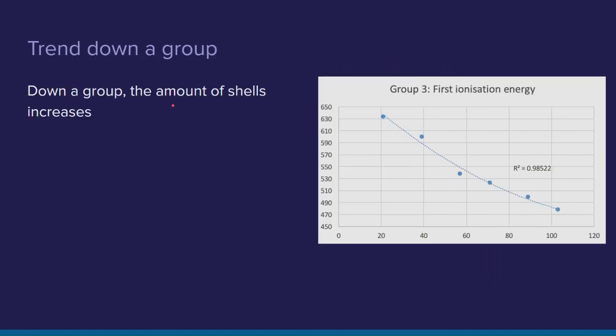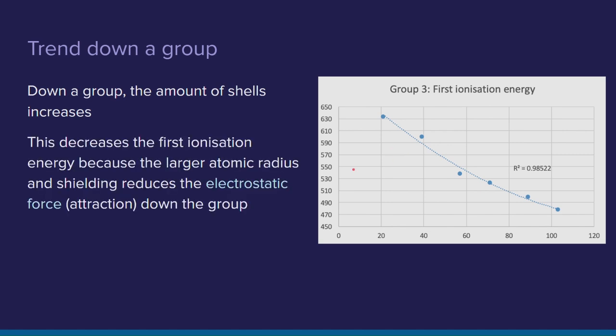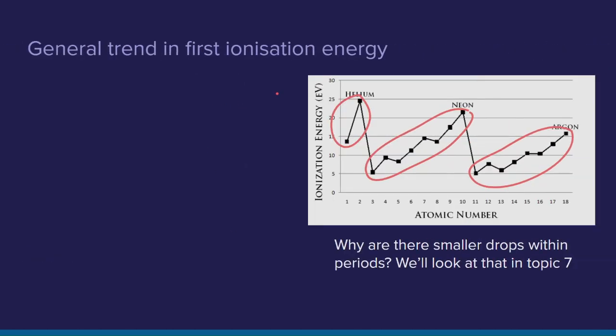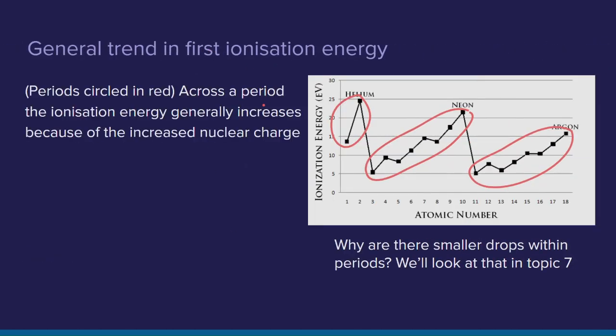The trend down the group. Down the group, the number of shells increases, and this decreases the first ionization energy because the larger atomic radius and shielding reduce the electrostatic force, or the attraction. So the nuclear charge increases, but the opposing factors counteract this. So there's a general trend in the first ionization energy.